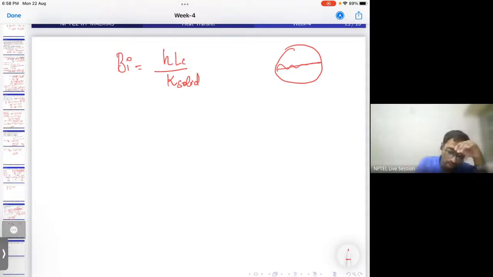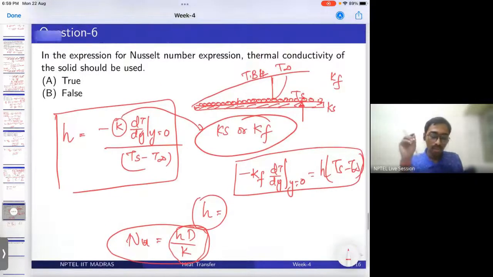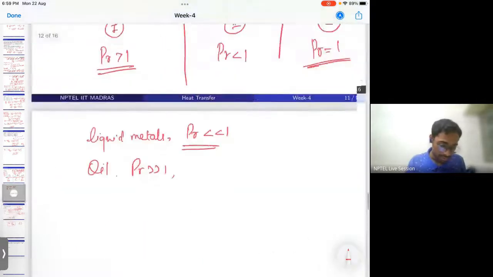So in the Biot number, you should use the thermal conductivity of the solid, not the fluid. Please don't get confused, because in some questions you will get both. They will give both the thermal conductivity of the solid and of the fluid, so you should take the appropriate value. In the Biot number, you have to consider the thermal conductivity of the solid, and in the Nusselt number expression, you should take the thermal conductivity of the fluid. So this is a false statement.